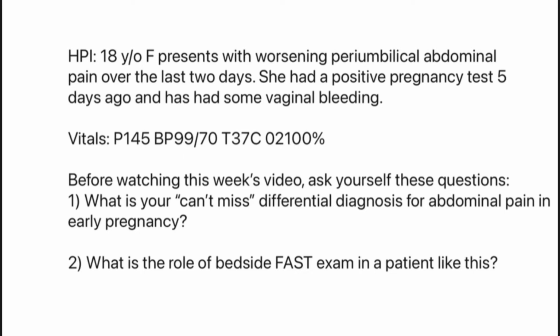This is an 18-year-old female who presents with worsening peri-umbilical abdominal pain over the last 2 days. She had a positive pregnancy test 5 days ago and has had some vaginal bleeding. Vitals-wise, she's tachycardic with a pulse of 145 and relatively hypotensive with a blood pressure of 99/70.